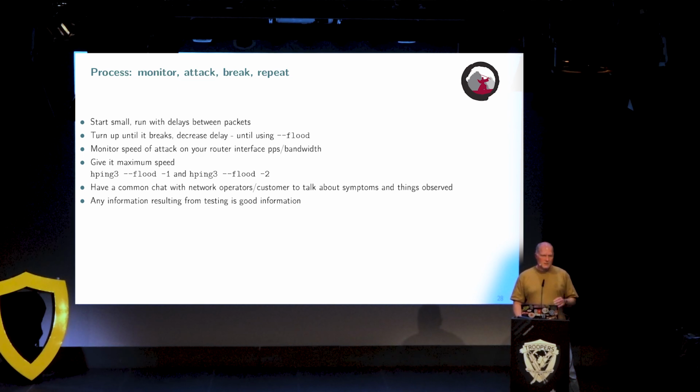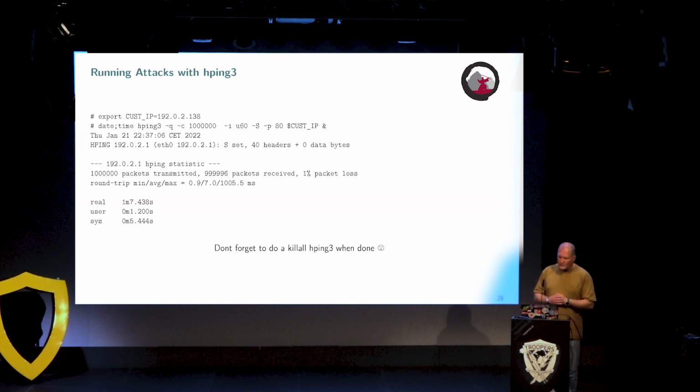So any change in latency, any change in packet drops, any change in probe loss, response times, anything is good information. So, getting to the attack part with hping3, exporting the custom IP into a variable, using a command like I recommend here, using the date, semicolon, time, and then the hping3 command.